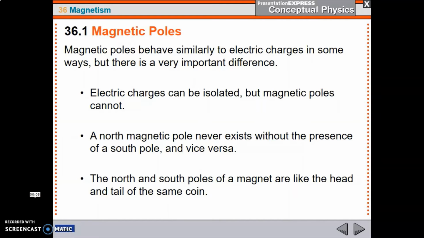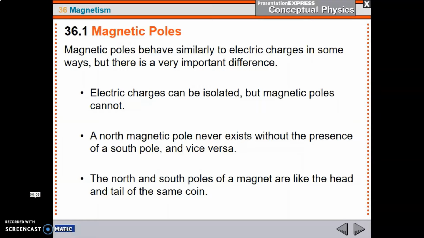Magnetic poles behave similarly to electric charges in some ways, but there is a very important difference. Electric charges can be isolated, but magnetic poles cannot. A north magnetic pole never exists without the presence of a south pole and vice versa. The north and south poles of a magnet are like the head and tail of the same coin.